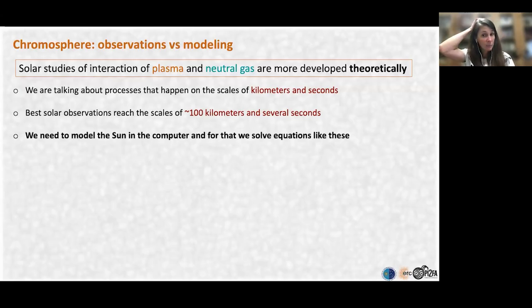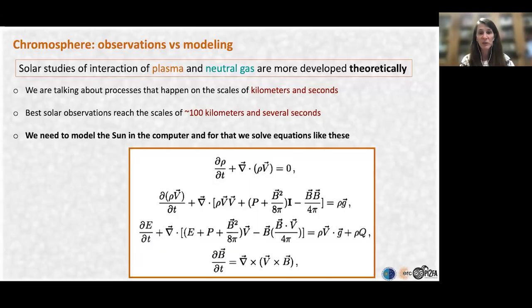And then in order to be able to model this chromosphere theoretically, we need to model the sun in the computer. We can, of course, solve equations analytically, but in order to incorporate all the complex processes, we need to solve them in the computer. So my everyday life is solving equations like those that we see here. Horrible, that looks rather complicated.